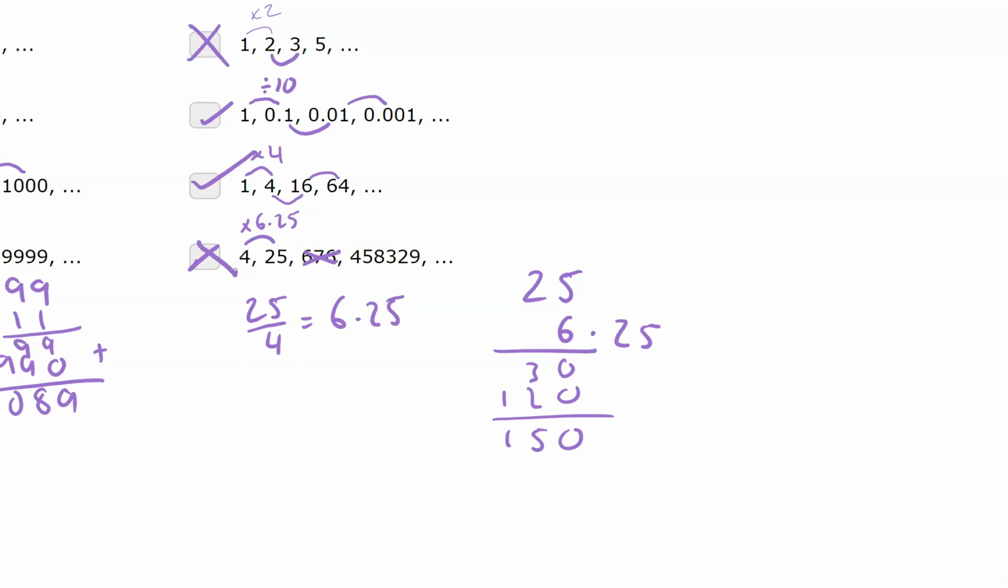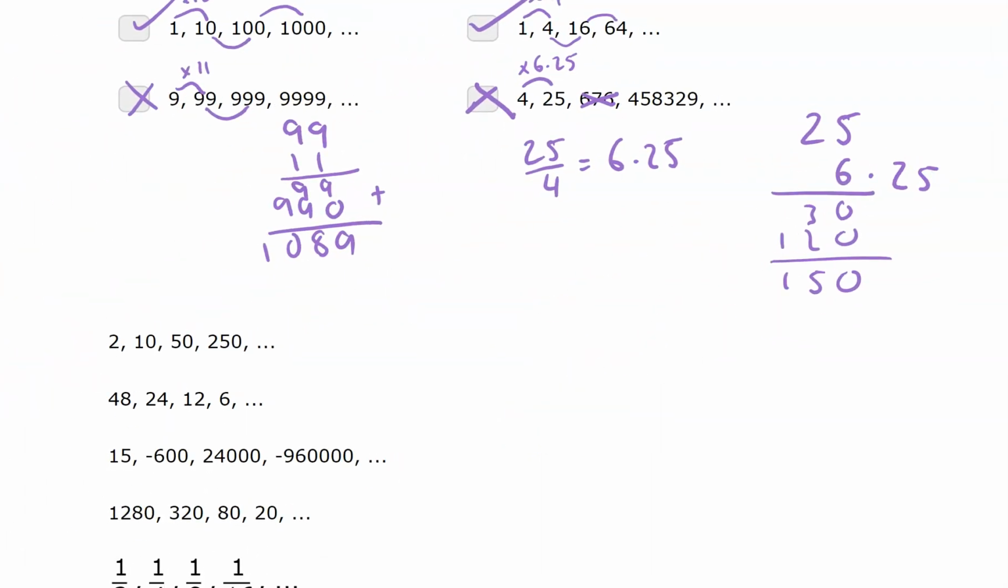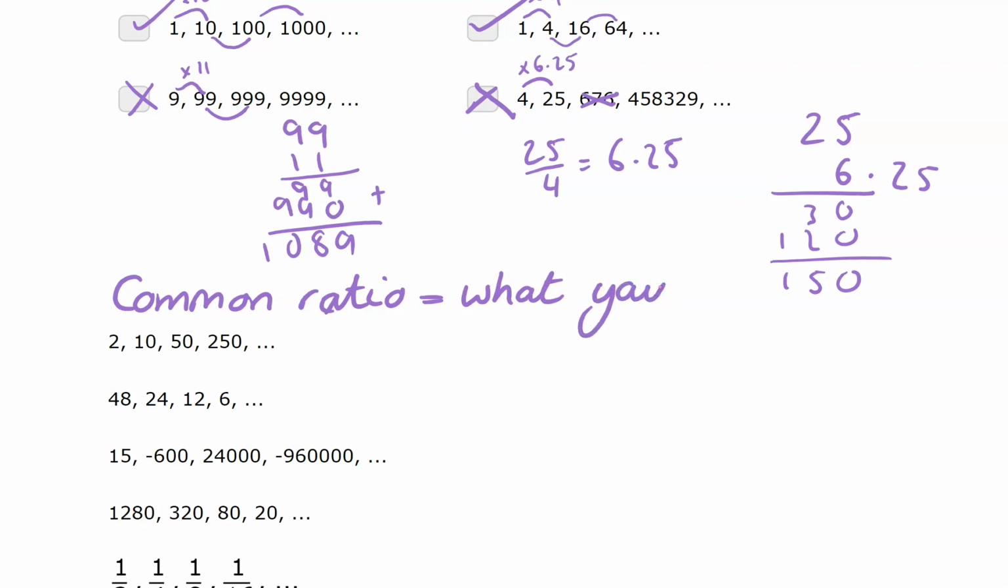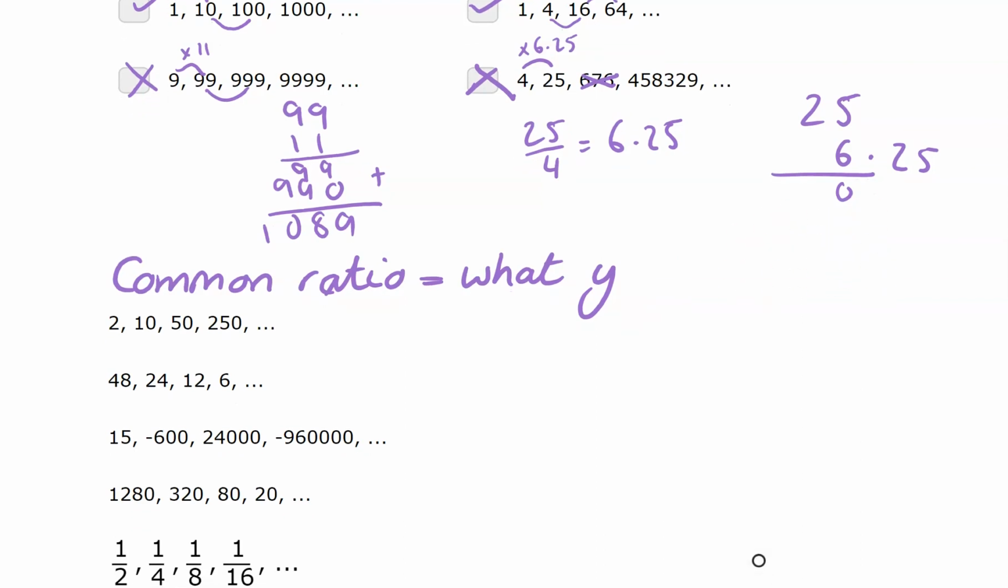Alright, so it's all about looking for a common ratio. Common ratio is just a fancy way, but they will ask you for it, so find the common ratio for this sequence, that kind of thing. It's what you multiply by or divide by.